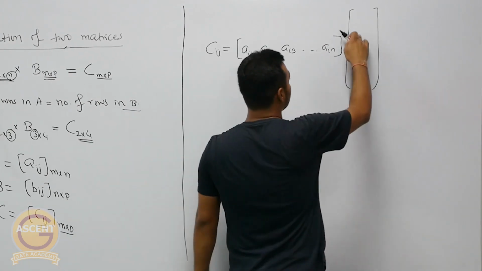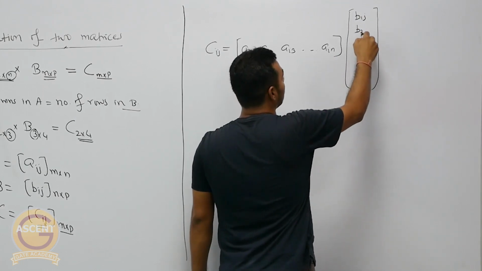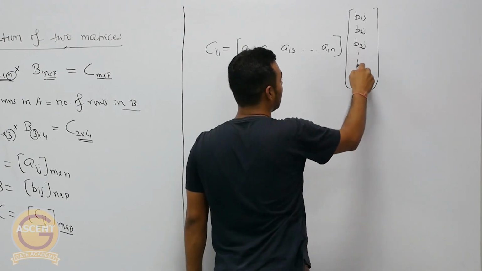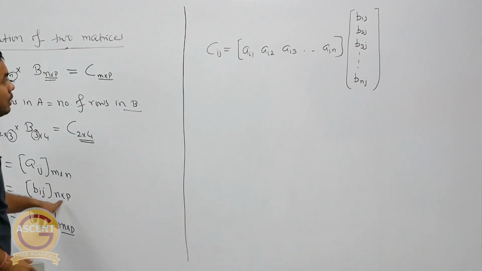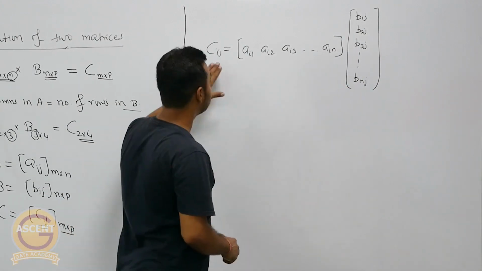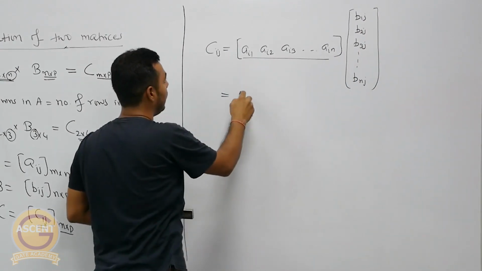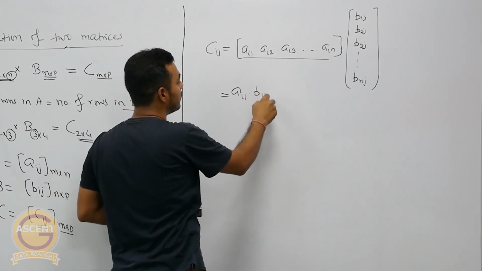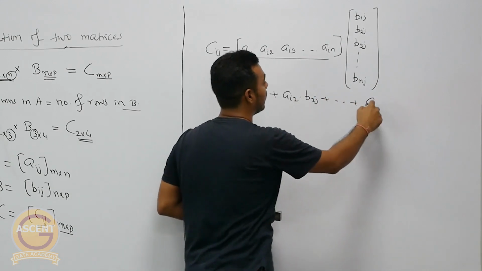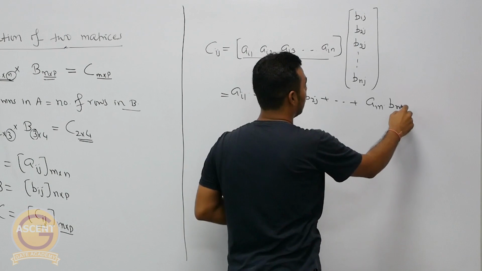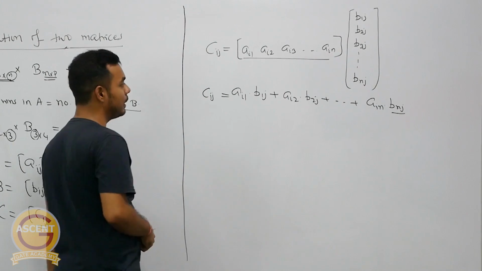Now the jth column of matrix B, where the column number is fixed at j, will be B1j, B2j, B3j, and in this way we'll have Bnj, because in matrix B there are n rows. Now this element Cij is nothing but this row multiplied with this column, so I will get Ai1 into B1j plus Ai2 into B2j, and in this way Ain into Bnj. This will be the formula to find the element Cij. Now let me explain this concept with the help of one example.